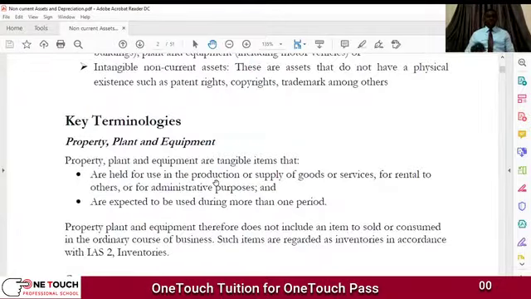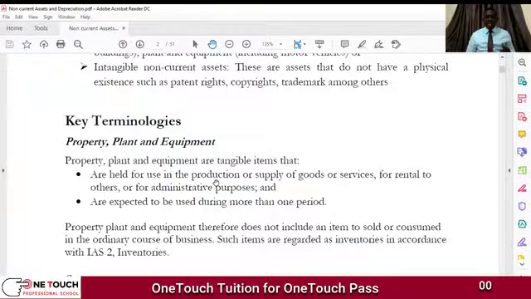Okay, good. So property, plant, and equipment are tangible assets that are held for use in the production or supply of goods or services, for rental to others, or for administrative purposes. And those assets are expected to be used during more than one what period?